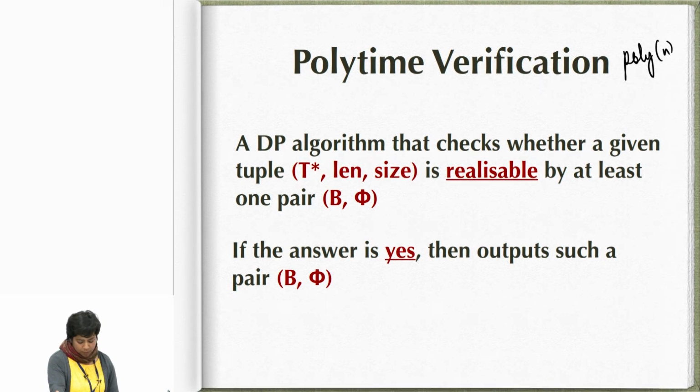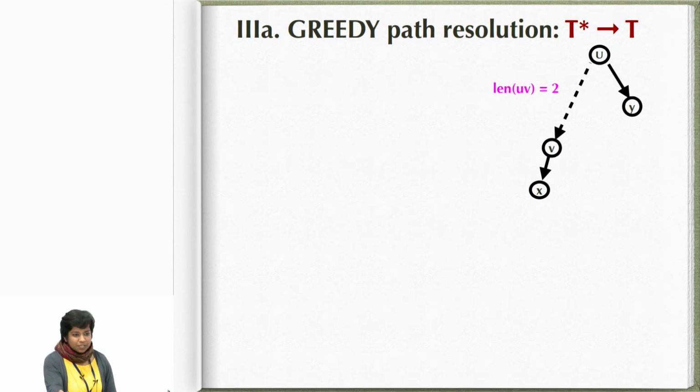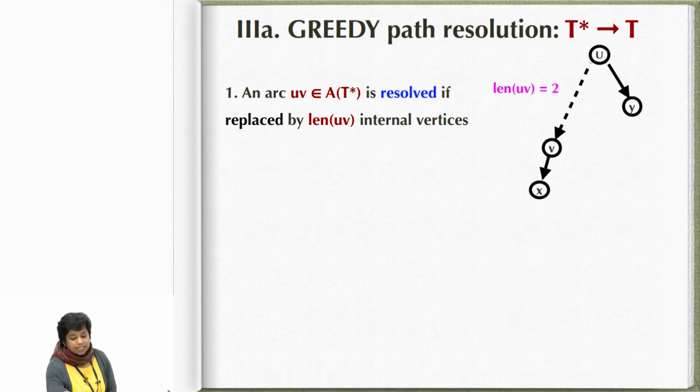Over here, I only use polynomial amount of time, and then now comes the main meat on the bone part, where basically how do I find those internal vertices? So this is a path, an arc that exists in my template tree. I have guessed the size to be 2.